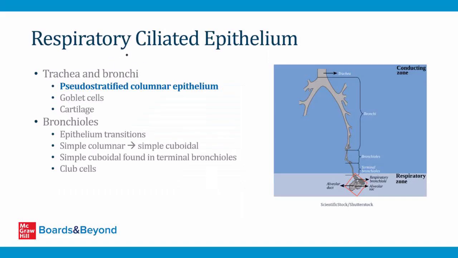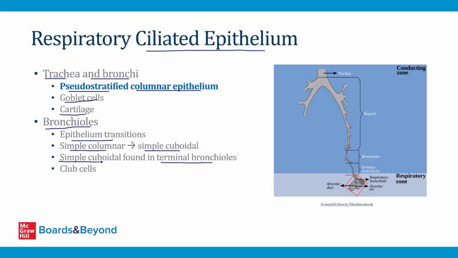Let me give you a little bit more detail on the ciliated epithelial cells you find in the respiratory tree. So in the large airways like the trachea and the bronchi, that's where you find pseudostratified columnar epithelial cells, just like we talked about. This is also where you find goblet cells, and these large airways also contain cartilage. When you get down into the bronchioles, remember there's no cartilage in the bronchioles, but there is smooth muscle. And at this level, the epithelium starts to change. It starts to change from a simple columnar epithelial into a simple cuboidal epithelial. And by the time you get to the terminal bronchioles, that's where you find simple cuboidal epithelial cells.